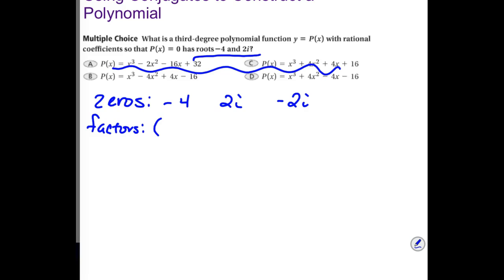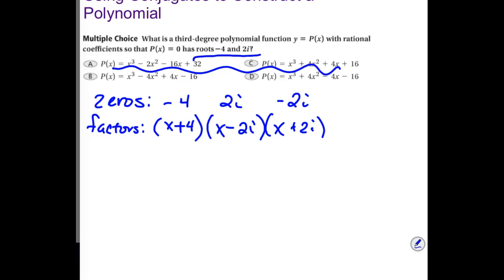What would the factor be for a negative 4, 0? Yep, x minus negative 4 would be x plus 4. Then we need x minus 2i. Then we need x minus a negative 2i, which would be x plus 2i.